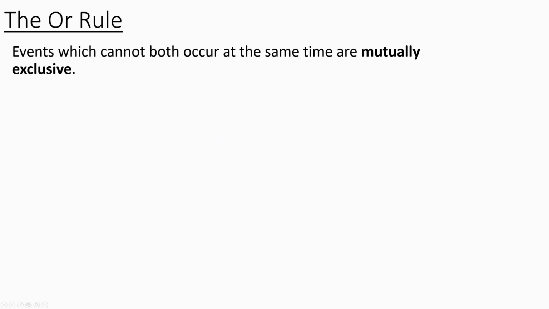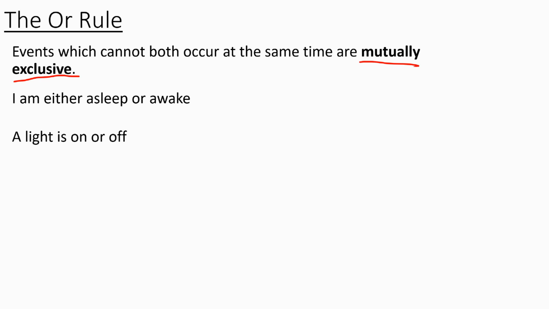Well, actually, events which cannot occur at the same time are mutually exclusive events, and it's really nice to look at this as a Venn diagram. So I'm either asleep or awake, it can't be both. A light is on or off, can't be both. It's either snowing or not snowing, can't be both. So these are examples of mutually exclusive events.